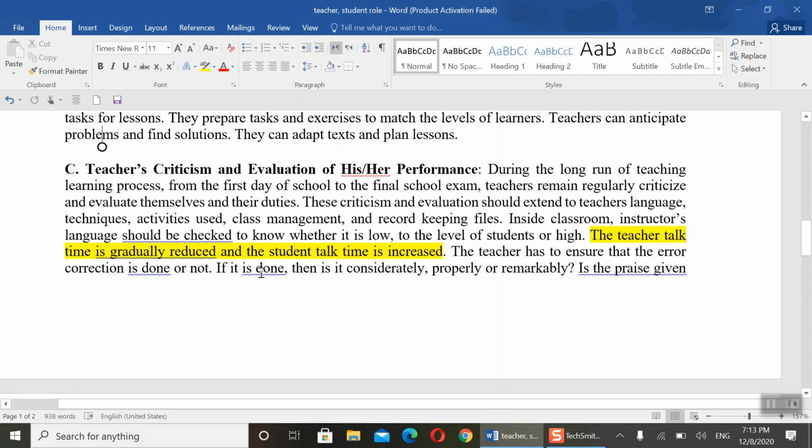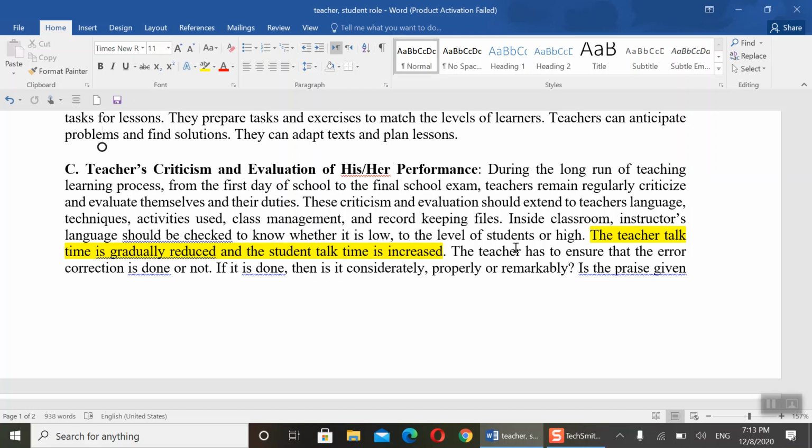The teacher talk time is gradually reduced. Here we have the instructor's language, which should be checked to know whether it is low or high relative to the level of the students. So you can record yourself, tape yourself, video yourself, to see, for example, whether you are quick, you are slow, you have problems in teaching, you don't ask your students. This is very important.